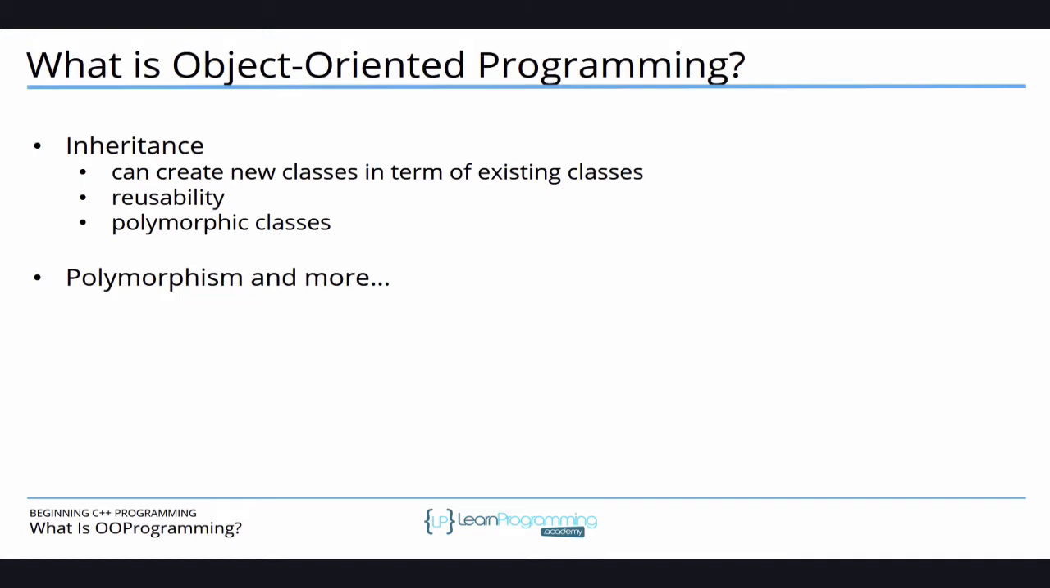In this case, we can derive our new class from the existing account class and add the appropriate behavior in the new class without modifying the original class at all. This leads to reusability as well as polymorphic classes, since all the derived classes we created are in fact still accounts. We'll learn more about the power of polymorphism later in this section.